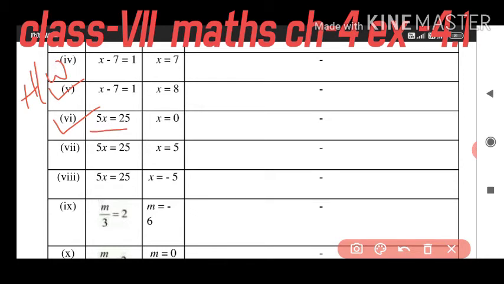5x. There is no sign of plus or minus or divide, multiply. There is no sign. That means we have to know 5 is multiplied with x. And what is the value of x here? The value of x is 0. That means 5 multiplied with 0 is equal to how much? 25. Now 5 into 0 is how much? 0. 0 equal to 25, is it true? No, isn't it? So this equation also does not satisfy. So here you will write no.